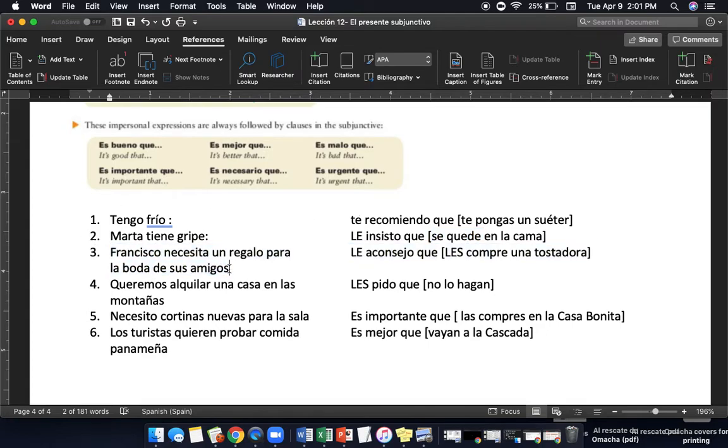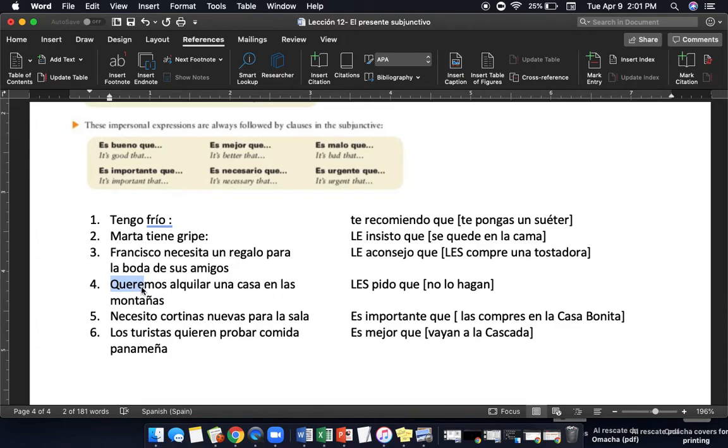Now, this one, Francisco needs a gift for his friend's wedding. So what I can do is I can suggest, le aconsejo, I suggest Francisco buys them. So now this is an indirect object pronoun. I want Francisco to buy his friends a toaster. Le aconsejo que les compre una tostadora.